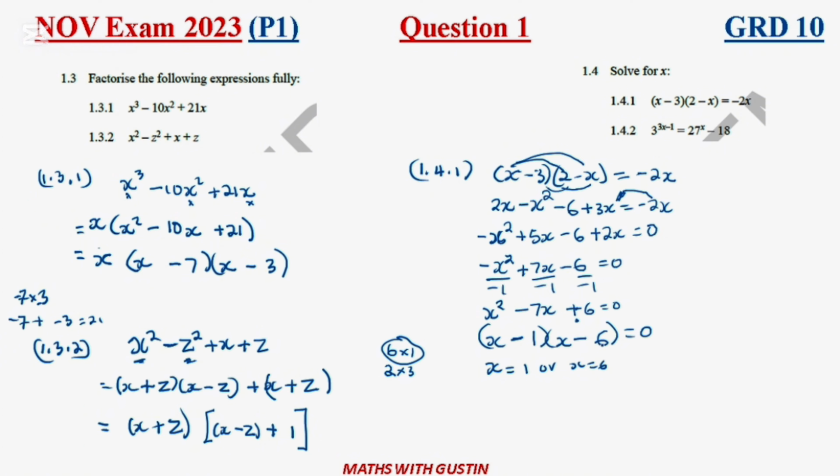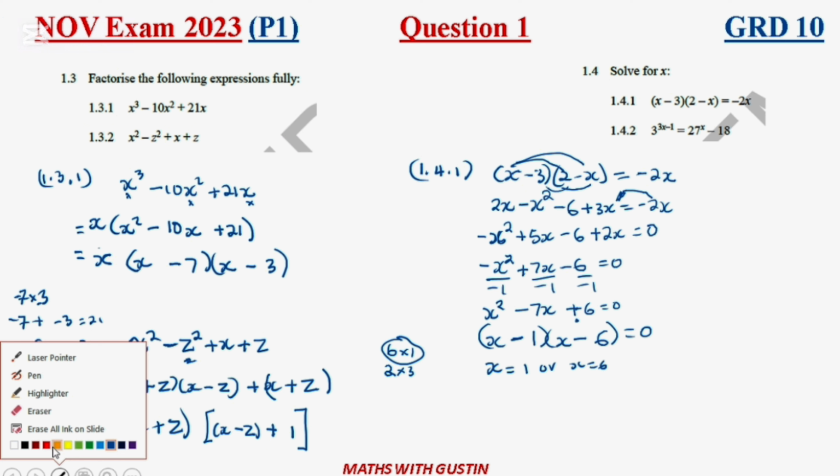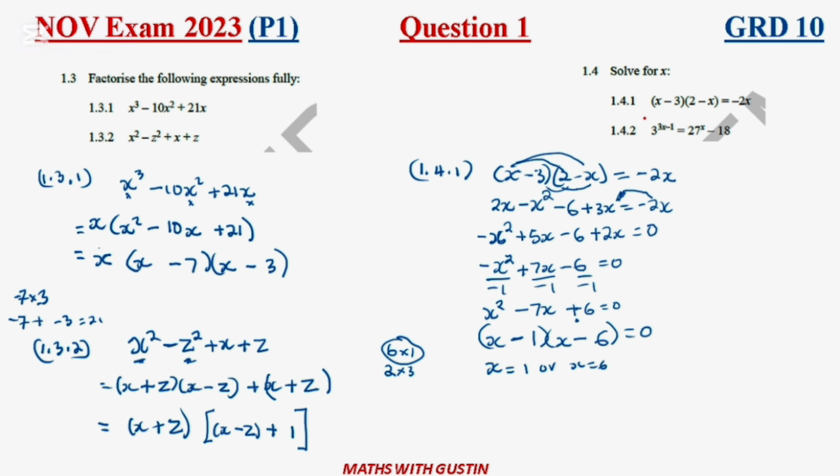Okay, great. Now let's move on to the next question. I'm going to put a line here so that we don't get confused. Now we're moving to 1.4.2. So we have got an exponent here which is 3 to the power of 3x minus 1, and therefore it's equal to 27x minus 18.